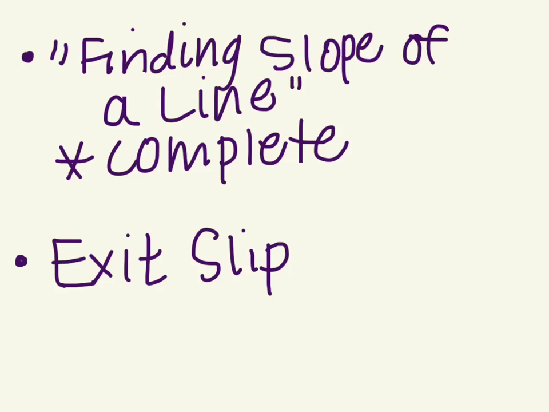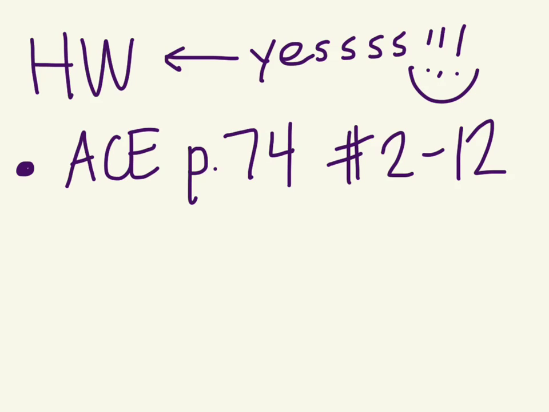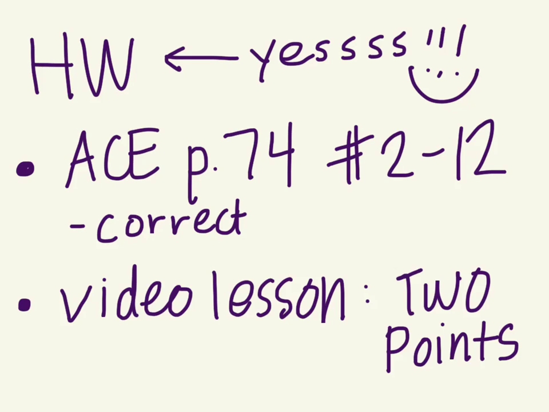Your homework for tonight is to do the ACE problems 2 through 12, which is located on page 74. With that, you're going to obviously complete it, and then you're going to correct it. The answer key is on Moodle. After you do that tonight, so completing and correcting, you are going to come to class prepared by watching a video lesson called 2 Points. So you have to complete your ACE and correct it. You will be turning that in tomorrow when you come to class first thing.